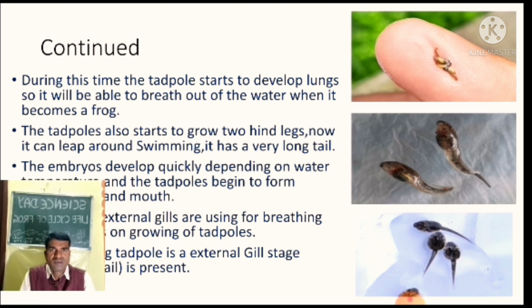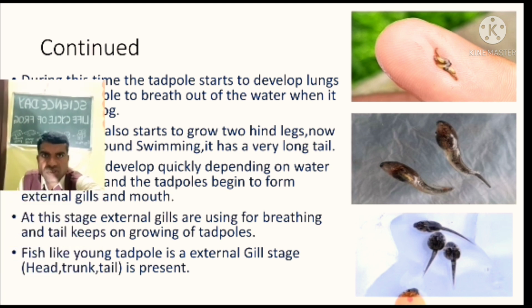Now the tadpole also starts to grow two hind legs. Now it can leap around while swimming. It has a very long tail. Now in this stage the tail is very long and the hind limbs are also forming. The hind limbs are coming somewhat outside here. We can observe this in the picture also.